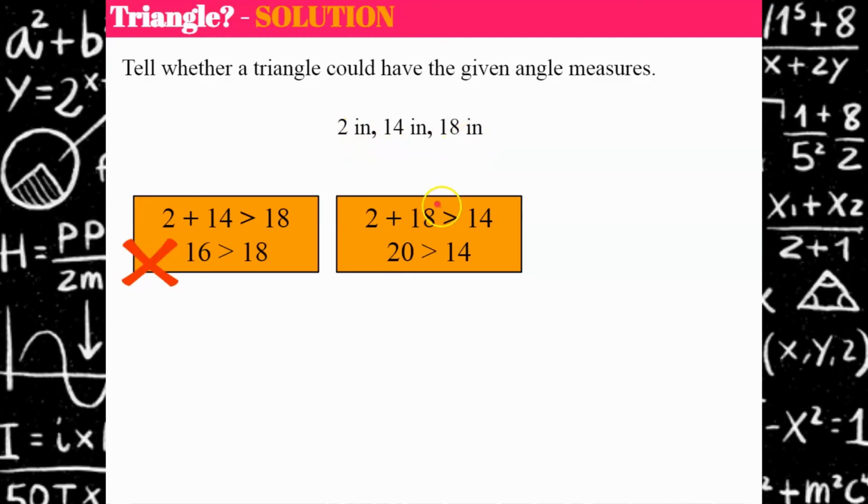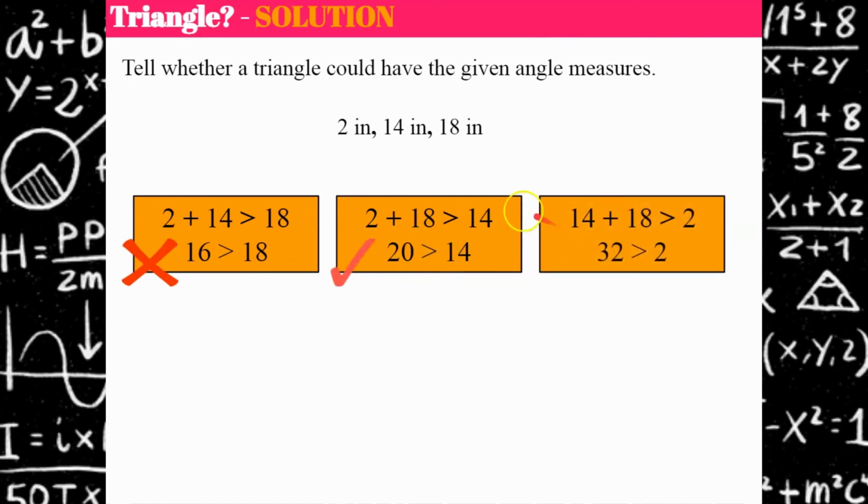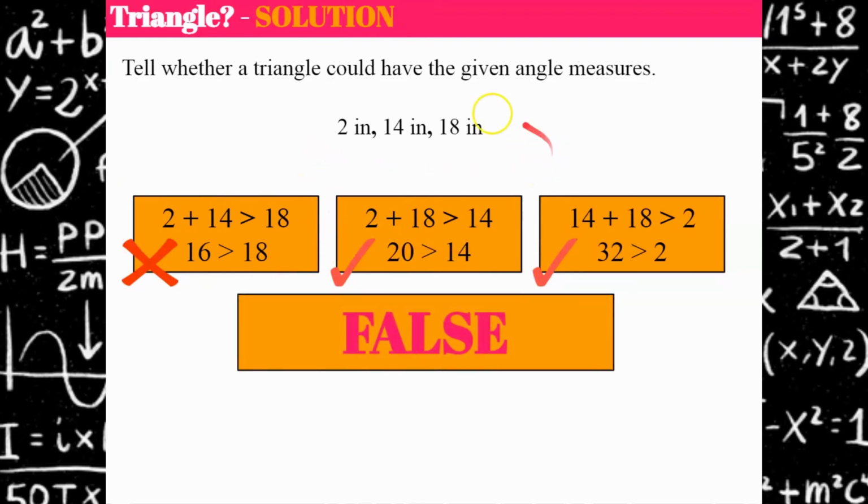So I did 2 plus 18 is greater than 14, and that's true. 20 is greater than 14, so it would check. And then I check the last pair, which is 14 plus 18. Is it greater than 2? And it checks. 32 is indeed greater than 2. So even though these other two pairs checked out, because one pair did not check out, it's false. This would never make a triangle. You could not connect the third vertex.